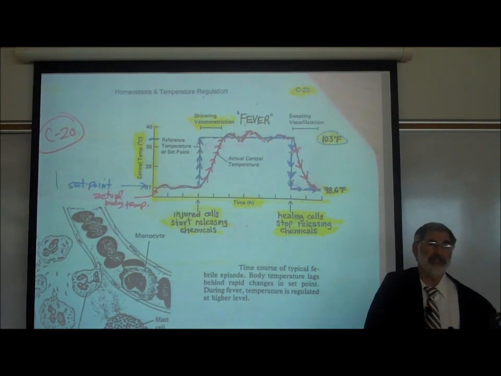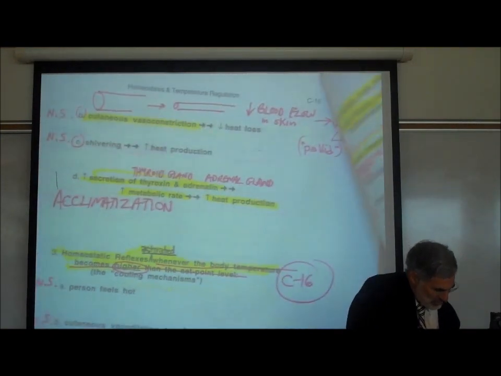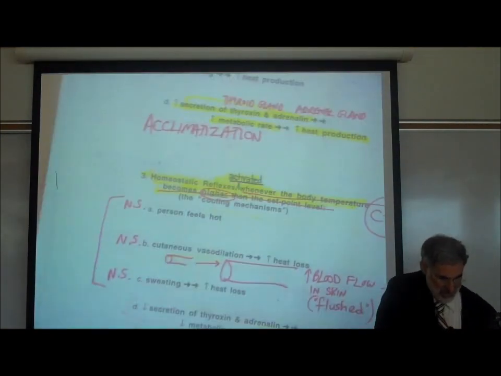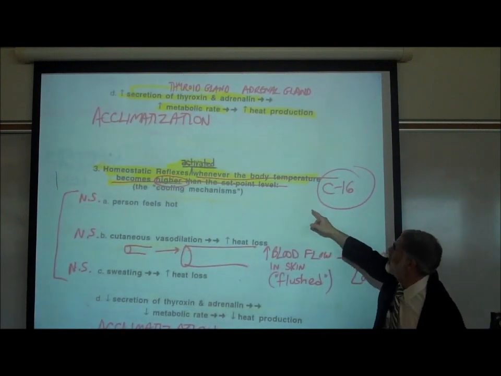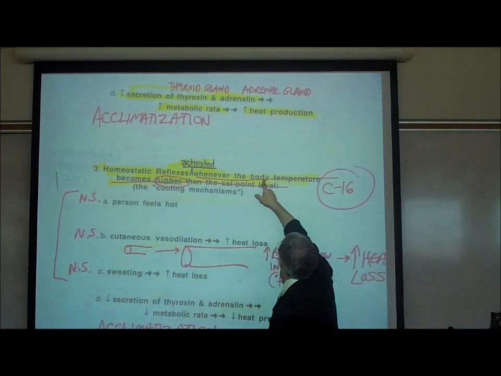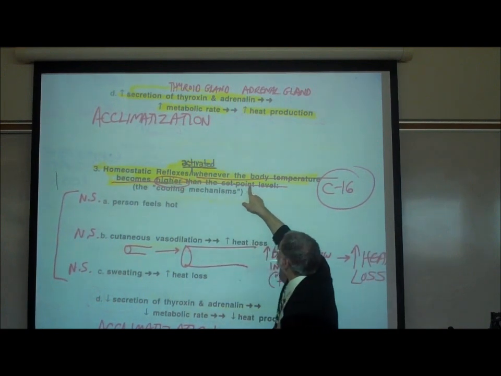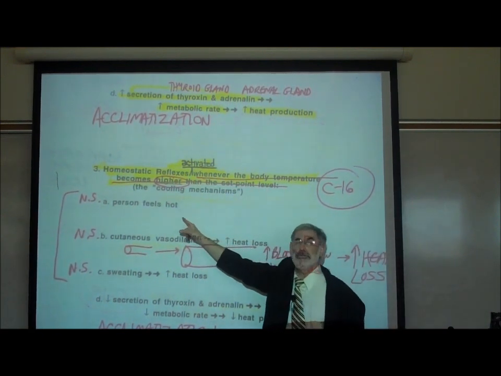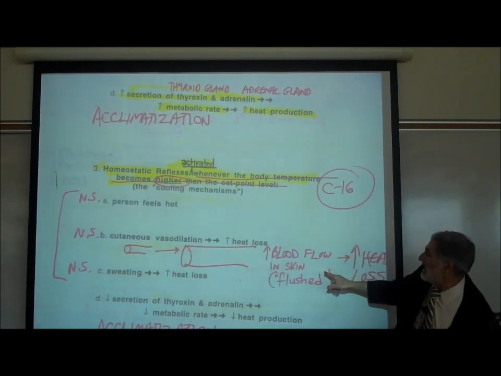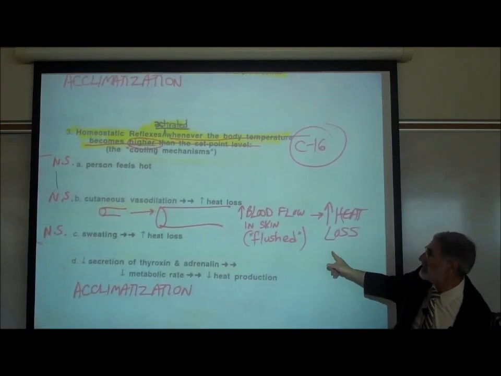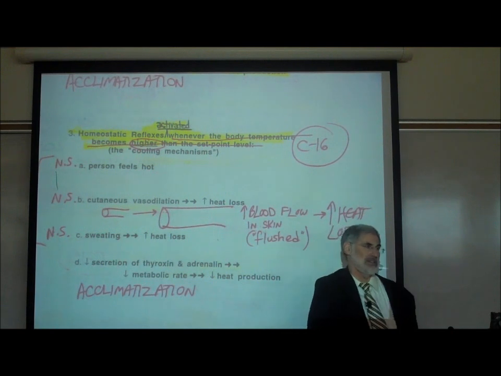So what does our body do to cool down? Let's go back to page C16. We already told you what it does. On C16, whenever your body temperature is higher than the set point, first you'll feel hot. Secondly, the blood vessels in your skin are going to dilate to increase radiative heat loss, and you're going to break into a heavy sweat.